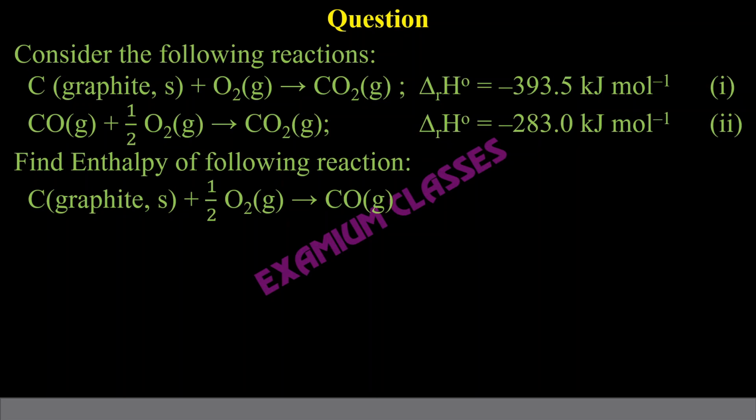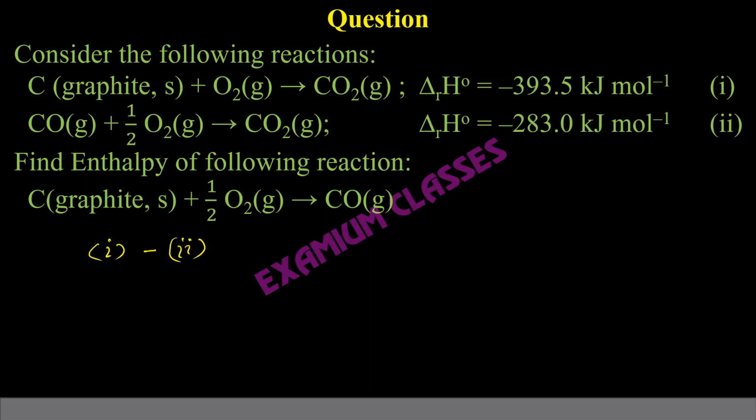So how can we get this particular reaction from these 2? I am starting it now. We need carbon on the left hand side. We have carbon on the left hand side. We need 1 mole of carbon. We have 1 mole of carbon. It means it is straightforward. The first reaction has to be used as it is. We need carbon monoxide on the right hand side, it is on the left hand side. It means the second one has to be subtracted.